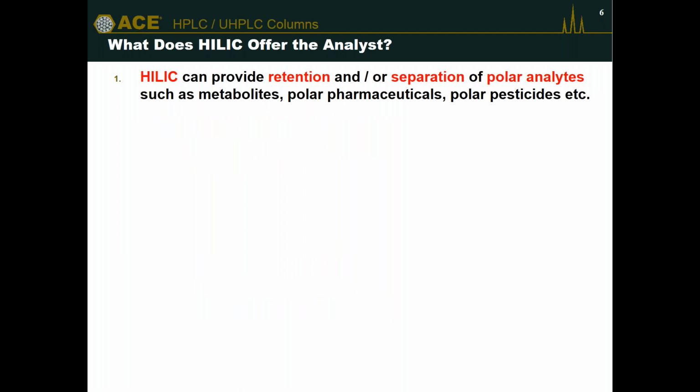So we now know a little bit about HILIC, we know a little bit about the technique, and we know a little bit about when we could potentially consider using HILIC for our separations. So what does HILIC offer us? What are the benefits for HILIC? Well, it can provide the retention and separation of polar compounds, especially those that are poorly retained in reverse phase chromatography. So that includes analyte classes such as metabolites or polar pharmaceuticals or pesticides and so on. And they could be polar neutral or polar ionized species.